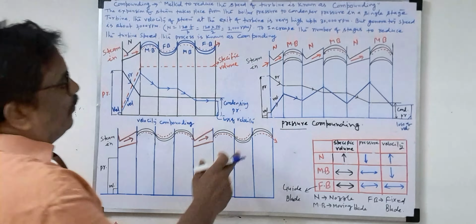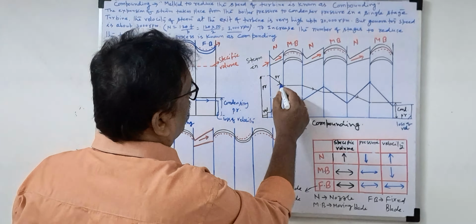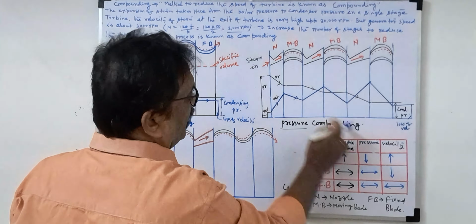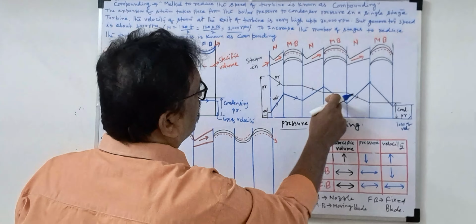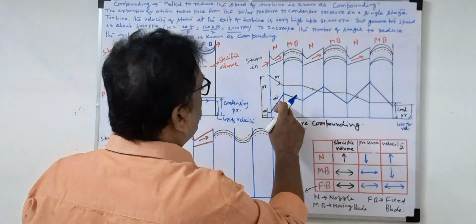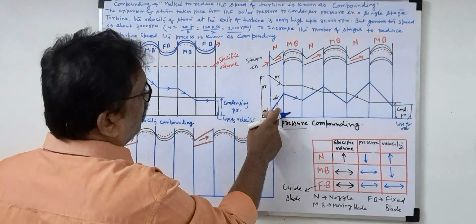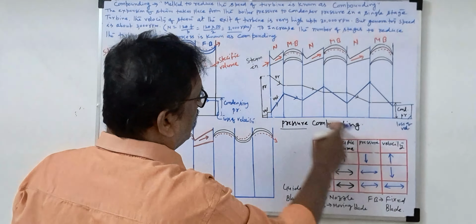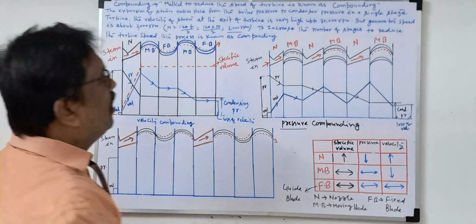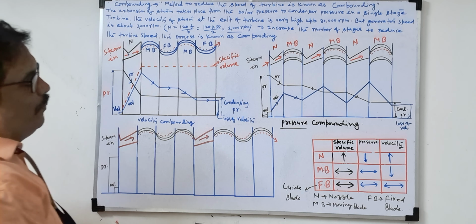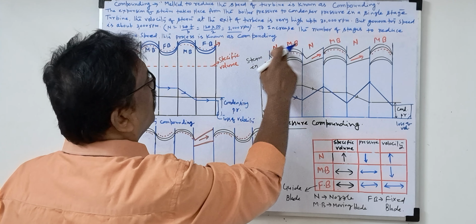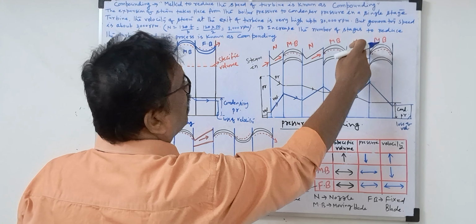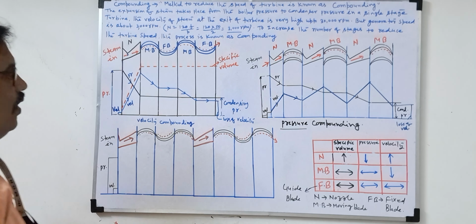This way we can see the pressure compounding. See, pressure decreases, moving blade remains the same, again decreases, remains the same, decreases, remains the same. But once the nozzle is there, velocity increases, and in the moving blade velocity decreases. So this is the way to understand pressure compounding. This is nozzle, moving blade, nozzle, moving blade, nozzle, moving blade.